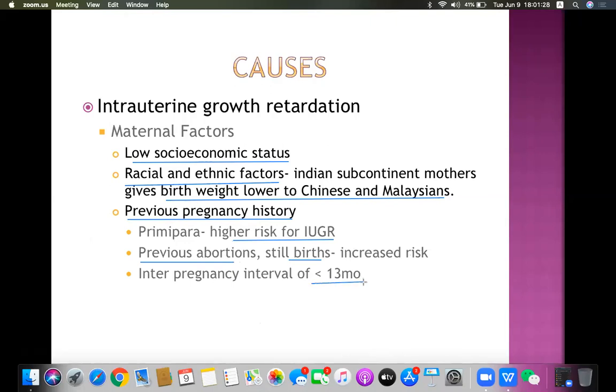months. For example, she just gave birth to a baby one year ago, and immediately became pregnant and is giving birth to another. Now, there's a very high chance that the baby will be small because there is not enough duration between pregnancies and the mother has probably not recovered properly. These are the different explanations.